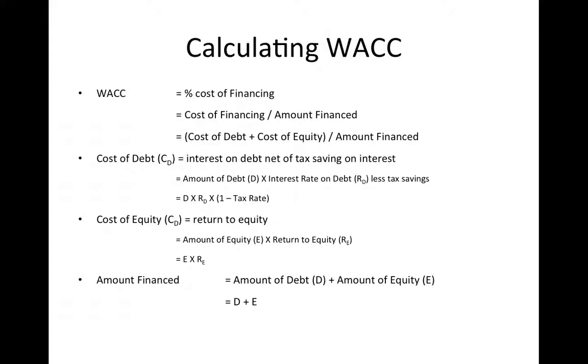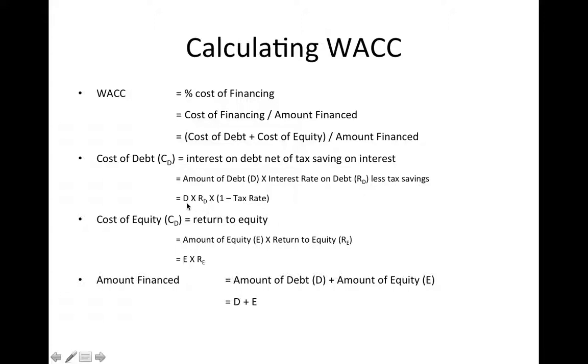So let's see. Weighted average cost of capital is equal to the percentage cost of financing. As we demonstrated before, that's just your cost of financing per year divided by the amount financed. And as we worked through our prior example, that's cost of debt plus cost of equity divided by amounts financed. All right. So if we were to then generalize the cost of debt, that becomes the amount of debt, which we'll call D, times the interest rate on the debt, which we'll call R little d, less the tax savings.